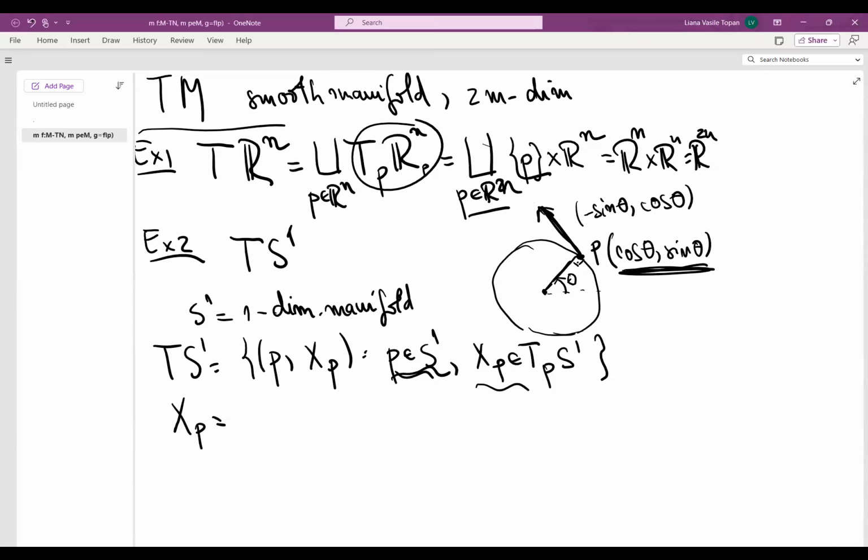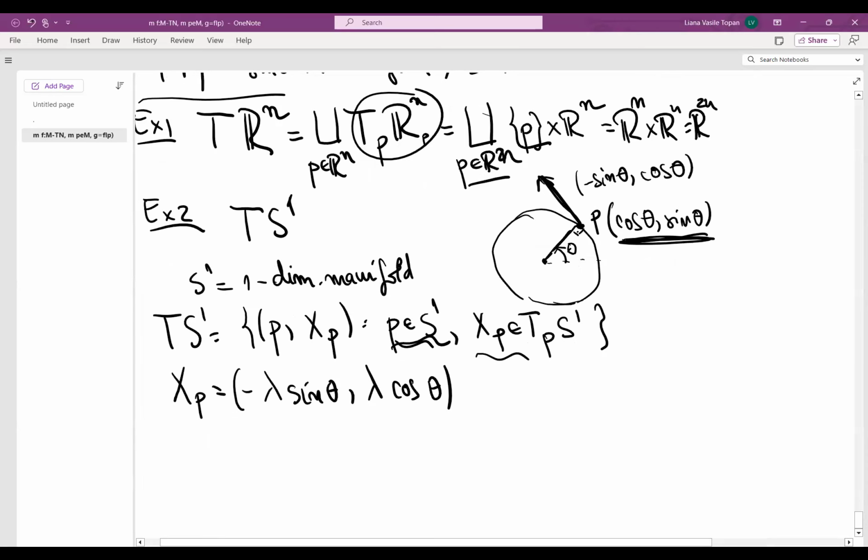So let's say the length is some lambda. So the components of the tangent vector will be negative lambda sine of theta, and so on. I'm just giving a length to this vector, right? So this is what a tangent vector at the point P to the circle looks like.